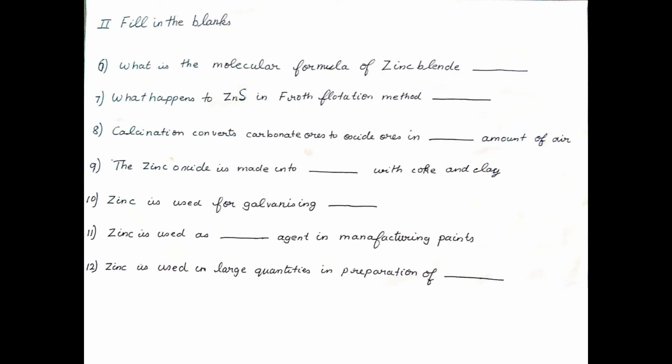8th one, calcination converts carbonate ores to oxide ores in dash amount of air. 9th question, the zinc oxide is made into dash with coke and clay. 10th question, zinc is used for galvanizing dash. Zinc is used as dash agent in manufacturing paints. And the last question, zinc is used in large quantities in preparation of dash. So now let us move to the third type of question.